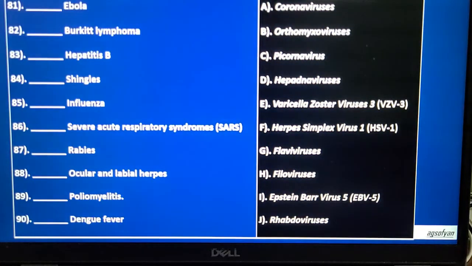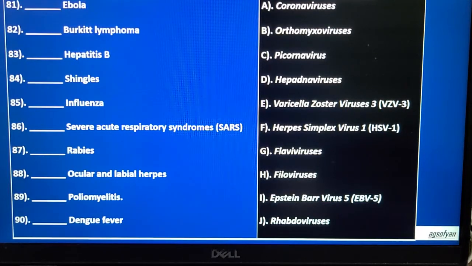Okay, now the last group of questions will be matching. Left side is the name of the disease, and the right side is the name of the pathogens, the microorganisms that can cause the disease on the left side. Okay, now 81, Ebola. Which one causes Ebola? A, B, C, D, E, F, G, H, I, J.